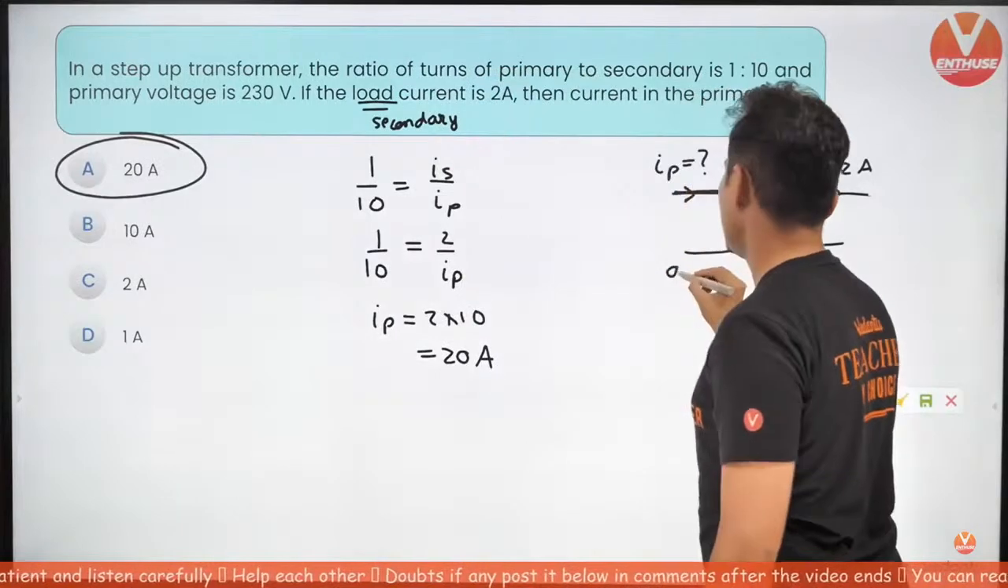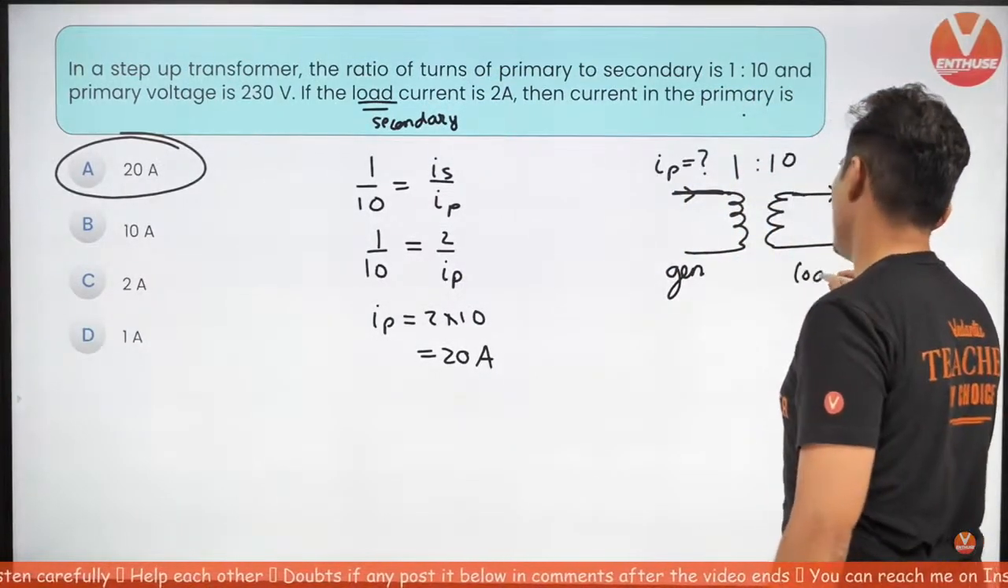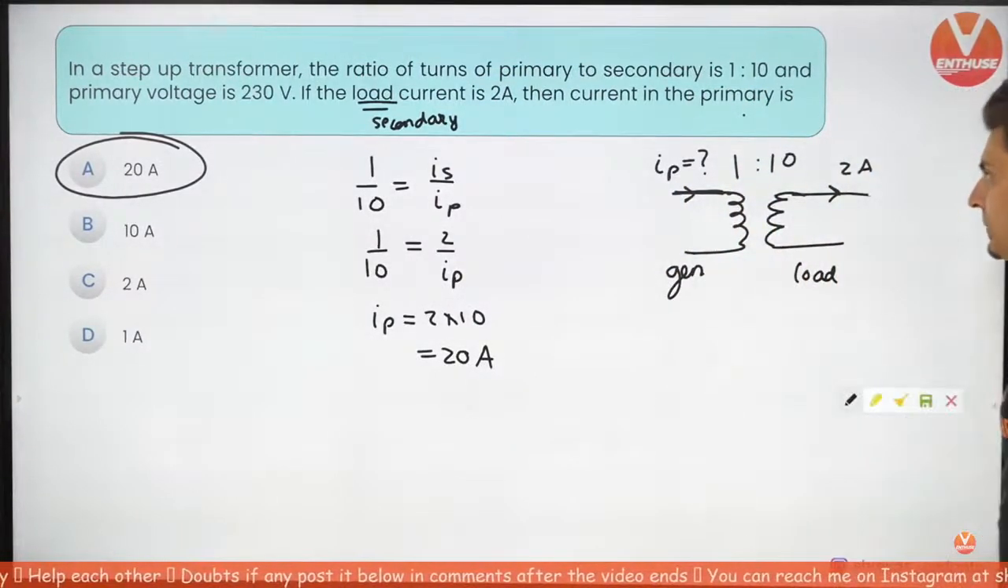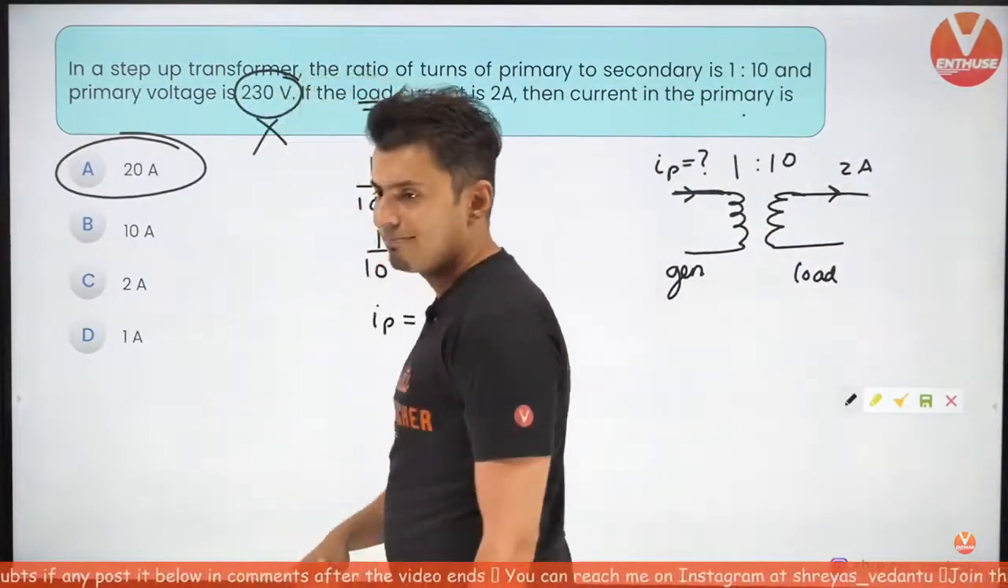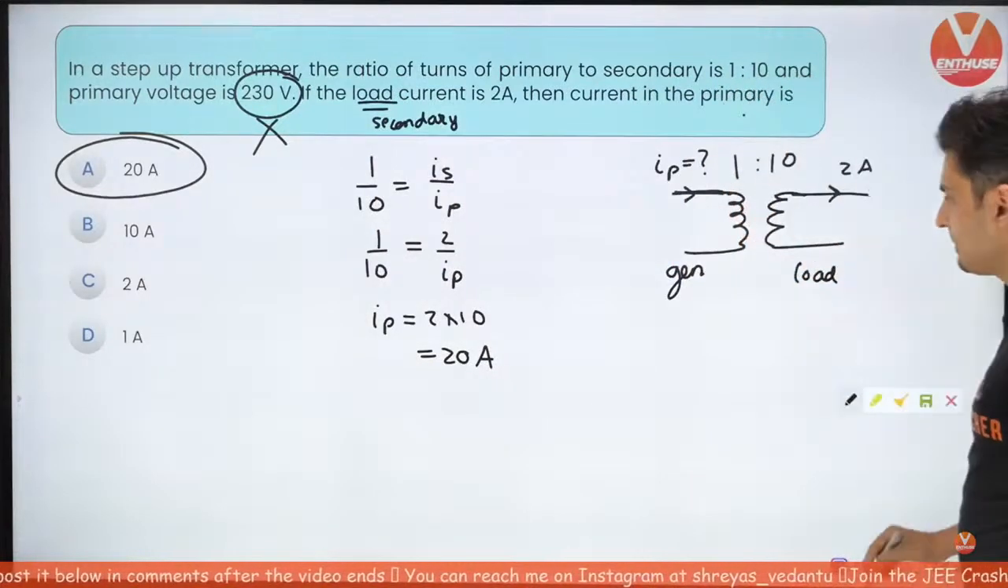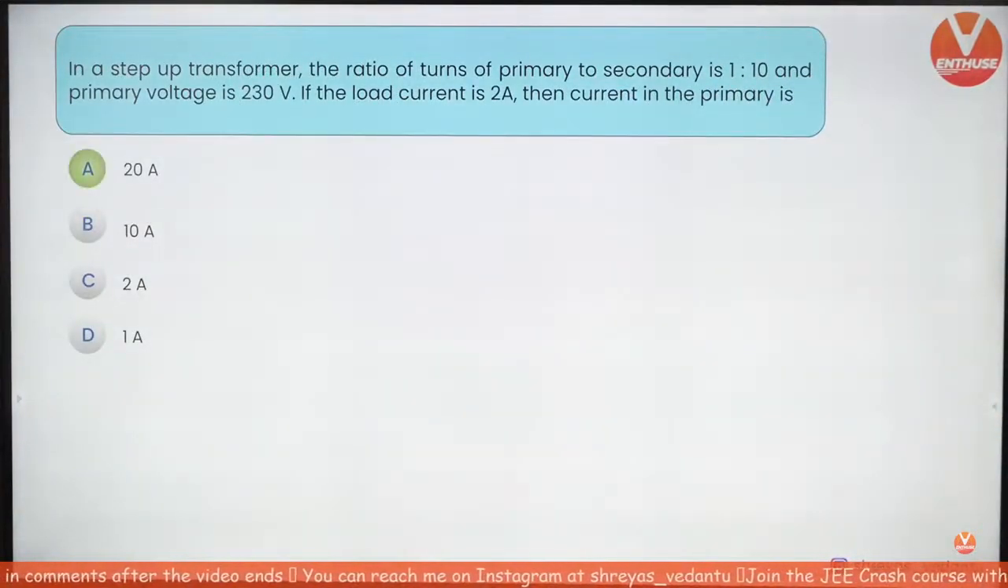This is the generation side. This is the load side. It is generated, it is converted. So what is the use of this? There is no use of this. It's just waste. Cool. Moving ahead to the next one.